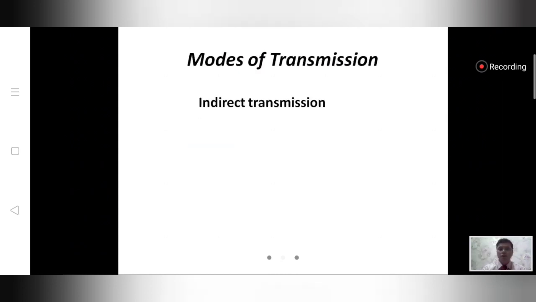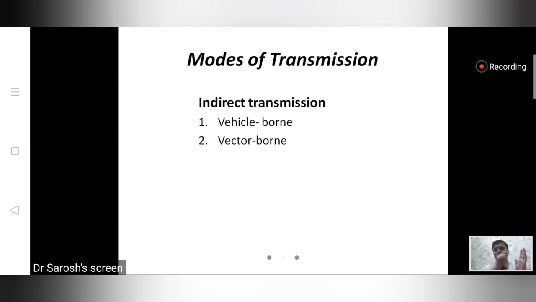The other mode, we had direct transmission. Now let's discuss the indirect transmissions. Either by vehicle-borne, where you have an infective case and a non-infective or normal person, and you have a vehicle in between. That could be air, wind, etc. A vector is like an agent which can carry the causative agent.